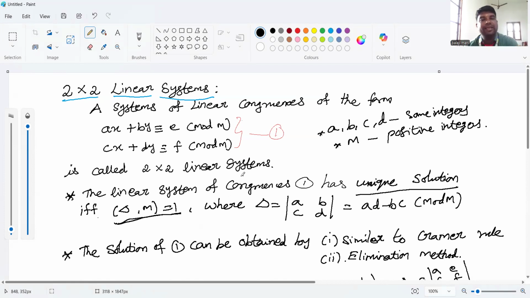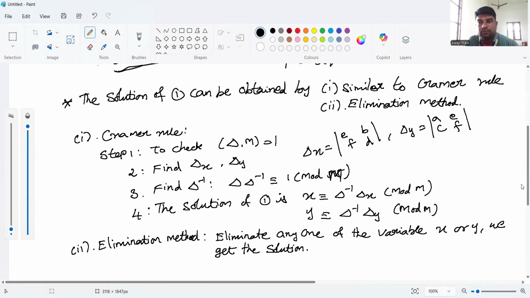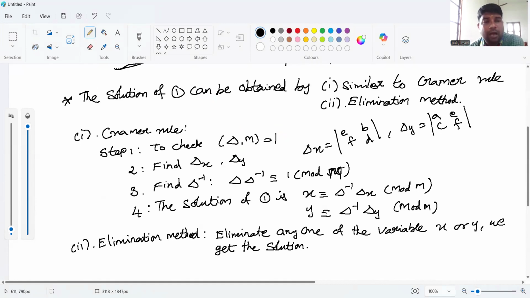Also, the 2 cross 2 linear system is solved by two techniques. One is Cramer's rule, the other is the elimination technique. For Cramer's rule, use the following steps. Step 1: check that GCD of del comma m equals 1. Step 2: find del x and del y. And next, find del inverse.